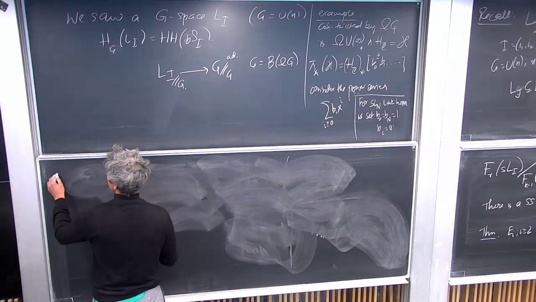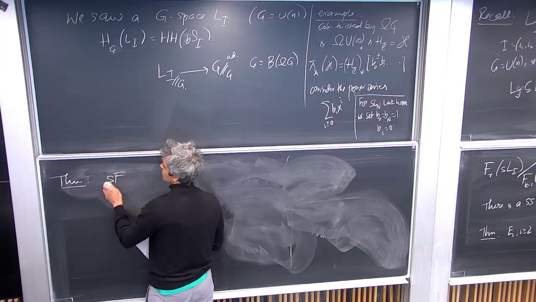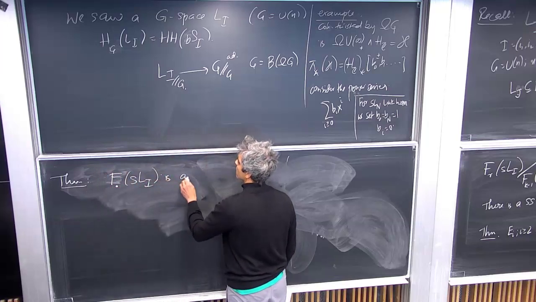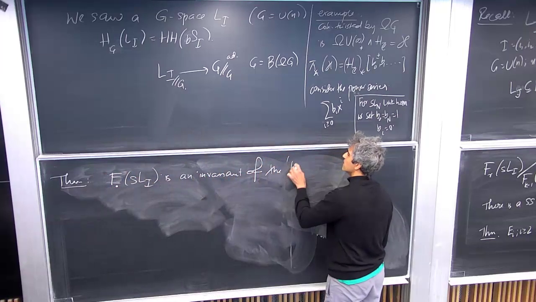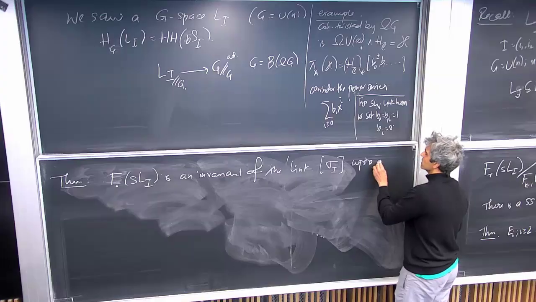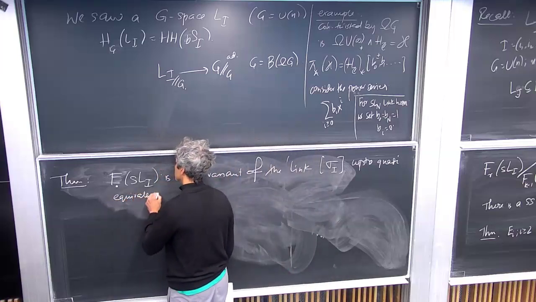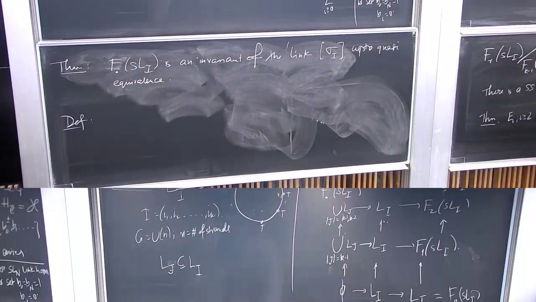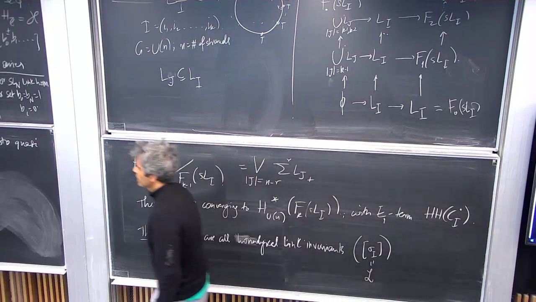So here's a theorem. F dot of S L I is an invariant of the link given by the closure of the braid up to quasi-equivalence. So I'll have to explain what that is. So let me define that. I'm claiming that this filtered object lives in a certain category where there's an equivalence, and that up to that equivalence, this is an invariant.